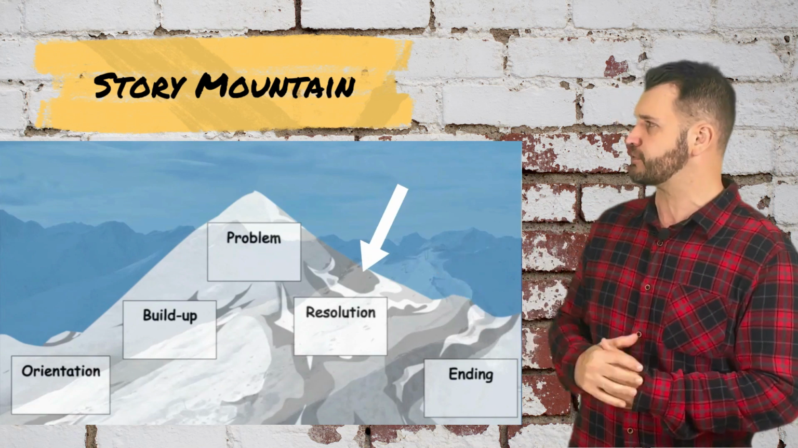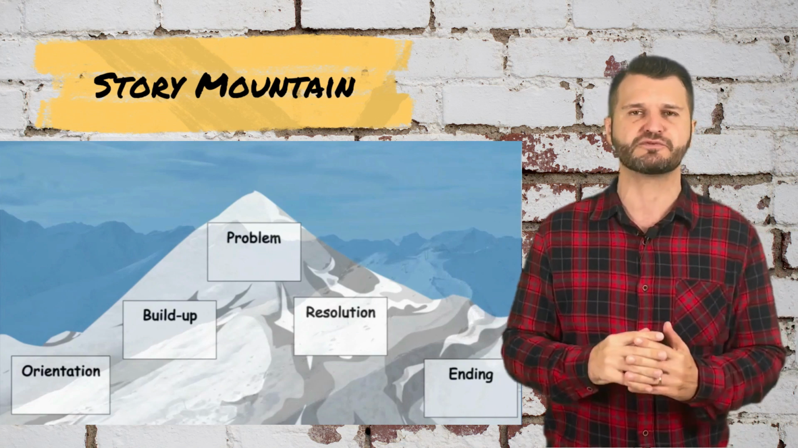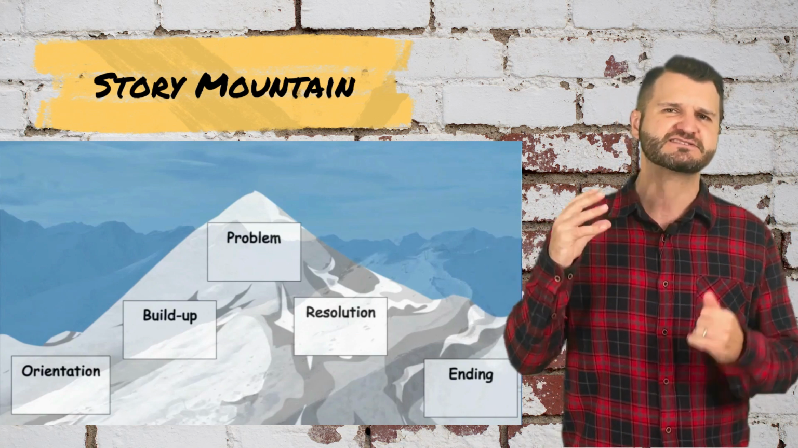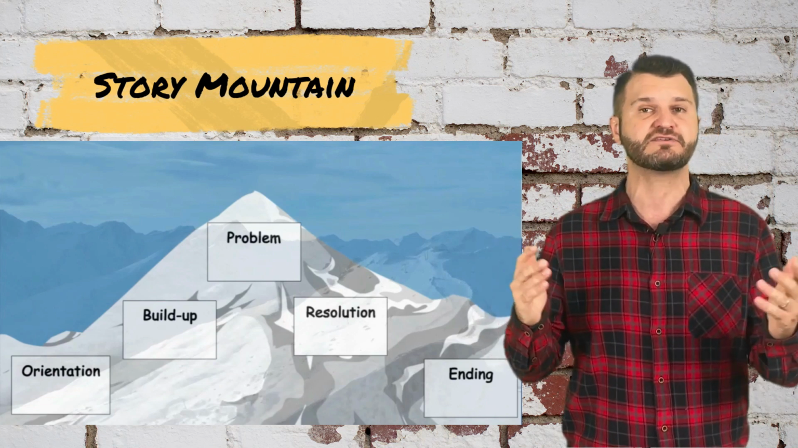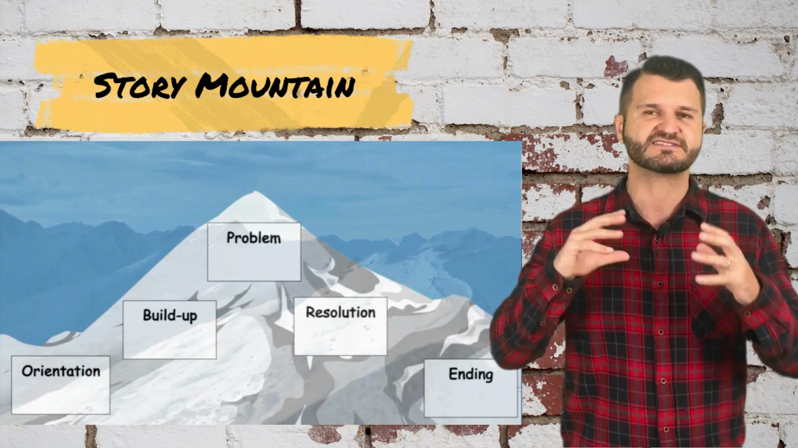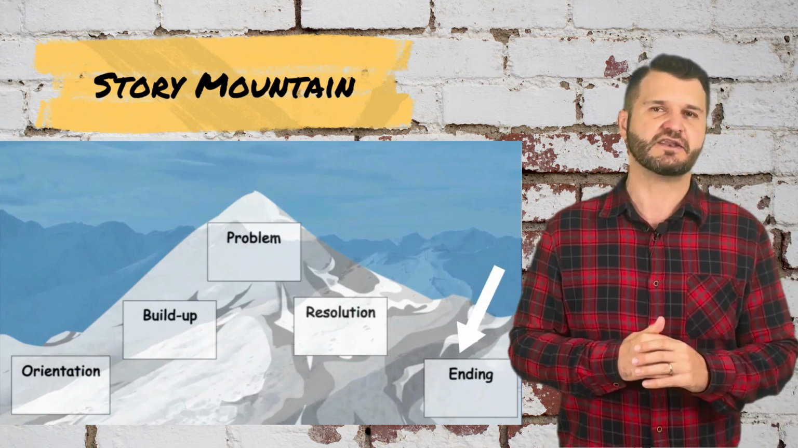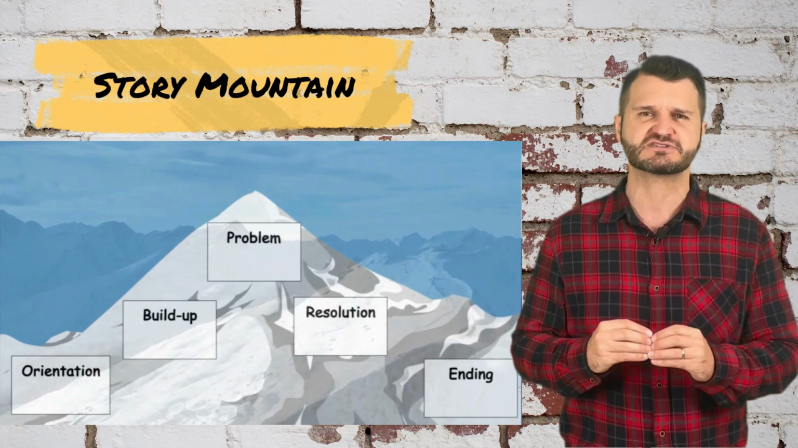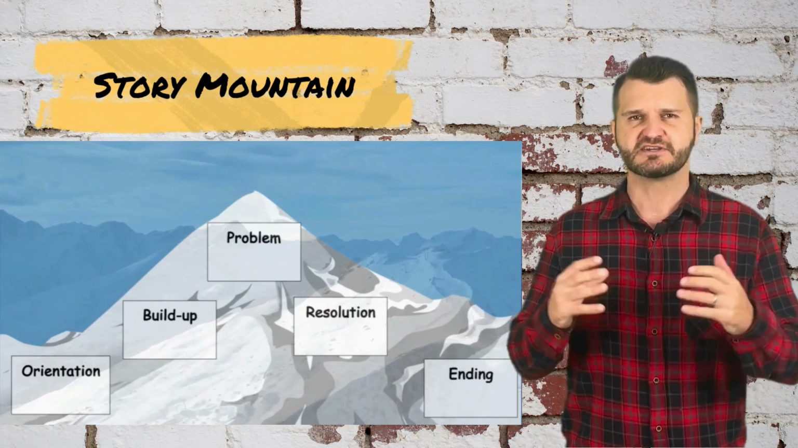Then after the problem, we have the resolution. This is where the problem is solved in some way. It doesn't always have to be a happy ending, but it's fixed in some way. Maybe the alien gets away, maybe the alien's your friend, we don't know. Either way, something is fixed. And the final part is the ending. Now, in this series, we're going to share with you some awesome different styles that you can end your narrative with.